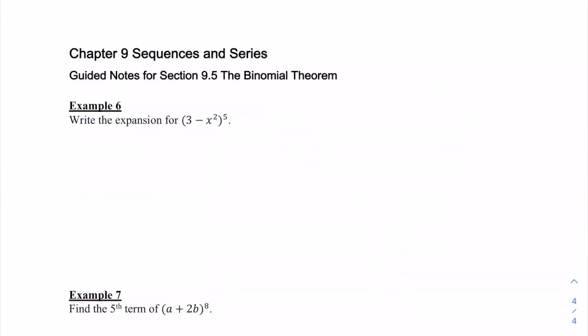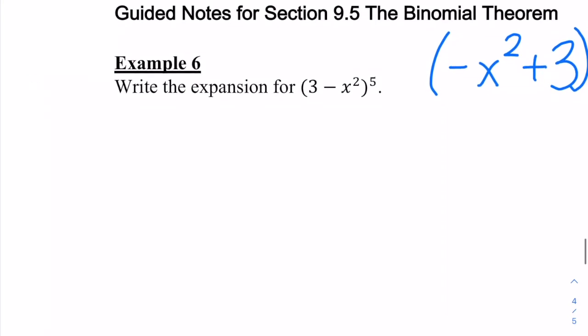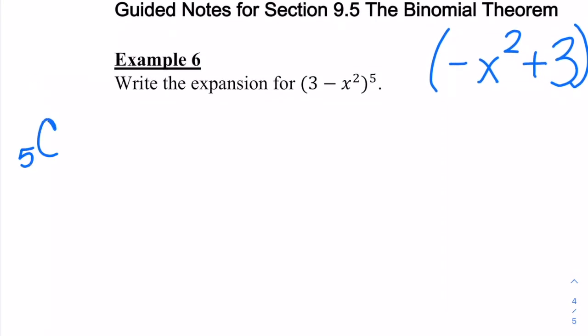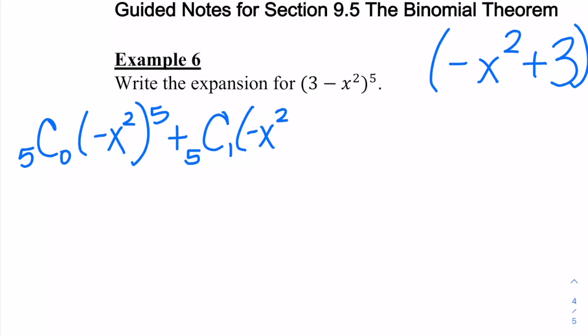Now we're going to expand 3 minus x squared raised to the fifth. And I'm just going to rewrite it a little bit. So -x squared, we're going to plug that in for x and 3 in for y. So our degree is 5. So we'll start off with 5 choose 0, negative x squared raised to the 5th. 5 choose 1, negative x squared to the 4th now times 3.